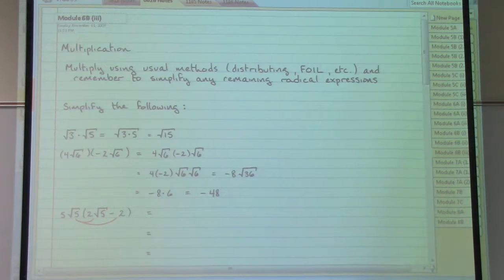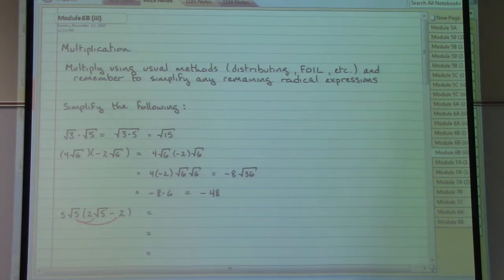So in this next example here, out in front of our set of parentheses, we officially have only one term. So this would be a case of distributing, and let's use a little bit of color here to emphasize that we've got that 5 square root of 5 out in front that needs to be distributed to the 2 square root of 5 at the beginning of our set of parentheses. And we've got that 5 square root of 5 appearing out in front that would need to be distributed to the 2 at the back end of the parentheses.